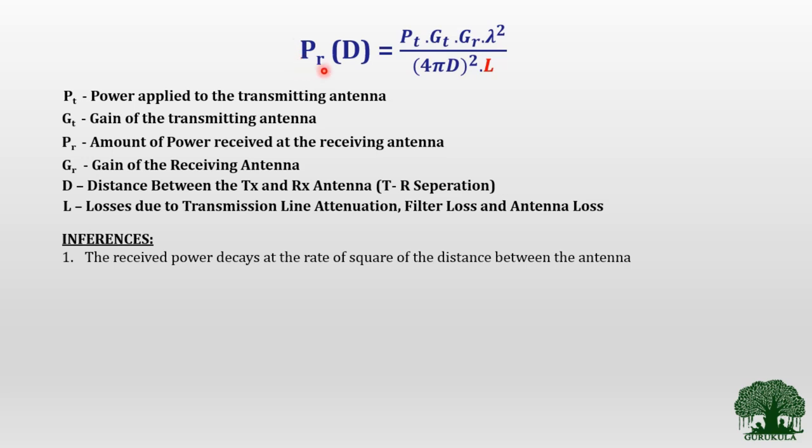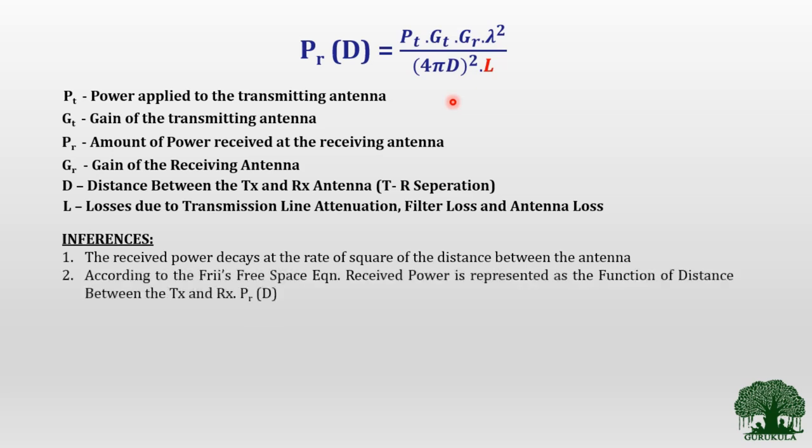So this PR is the received power, and you could see that the received power is inversely proportional to d squared. So we could conclude that the received power will decay at the rate of the square of the distance between the antennas, which means the transmitter and the receiving antennas.